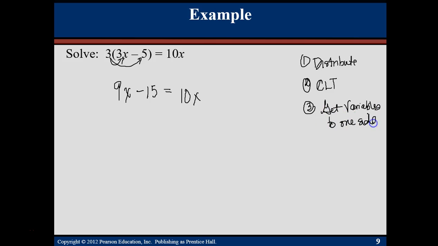Doesn't matter what side. I can bring the 10x over to here, or I can bring the 9x over to the other side. That's a positive, so I'm going to subtract it from both sides. And I'm left with a negative 15 equal to, well, just an x. And that worked out well because I didn't have any like terms and my variables were on one side and I don't have anything left to add or subtract. Right? I don't have x plus or minus a number, so I'm all done.